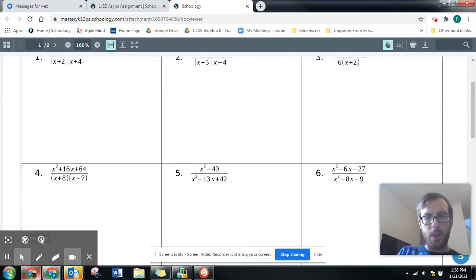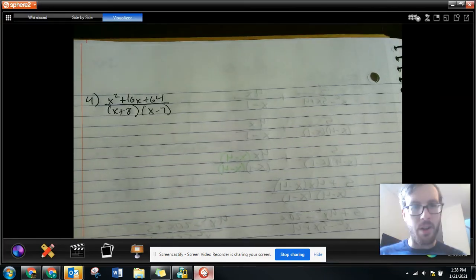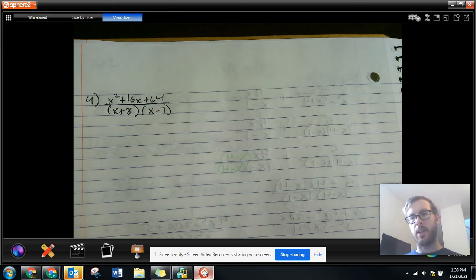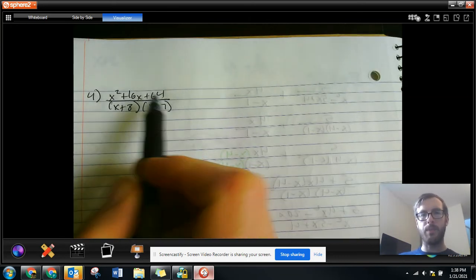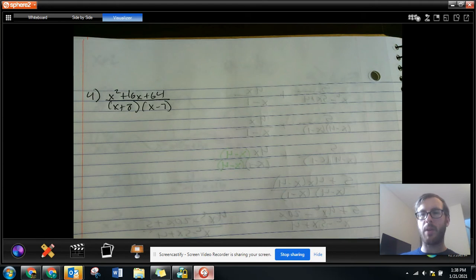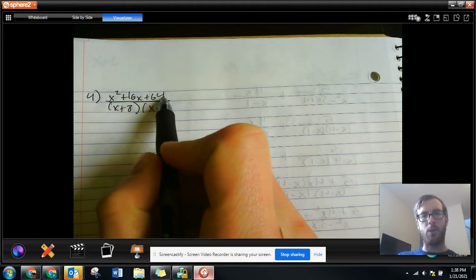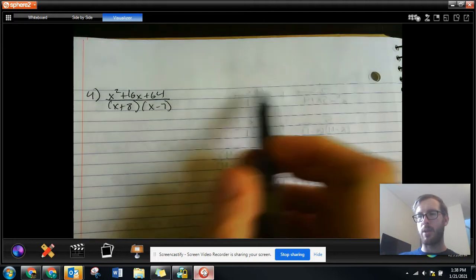So the key for these is to make sure that everything is as factored as you can get it always, okay? We went over how to factor on Wednesday. We practiced it some more in class. Anytime you see a quadratic like this, it's going to be much easier to simplify once you get it into its factored form. So here we're looking for two numbers that multiply to give you 64 and add up to 16.